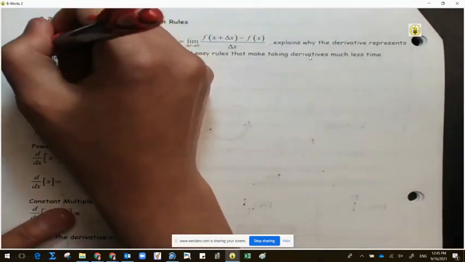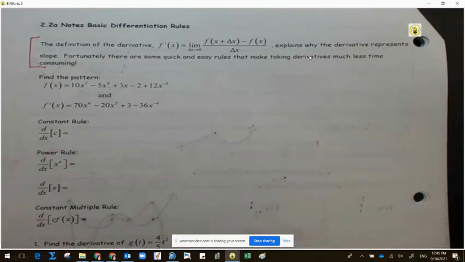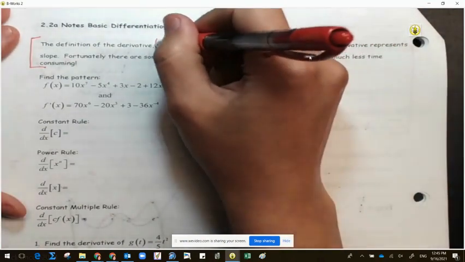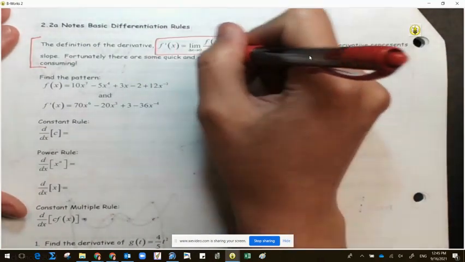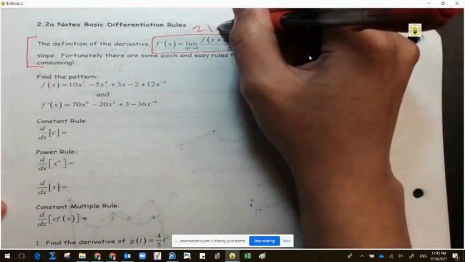All right, Keith, let's read the definition. The definition of the derivative, all that, explains why the derivative represents slope. Fortunately, there are some quick and easy rules of thumb. Taking derivatives is much less complicated. So all this that was mentioned, if you've seen the 2.1a video, it's basically defining the definition of the derivative.